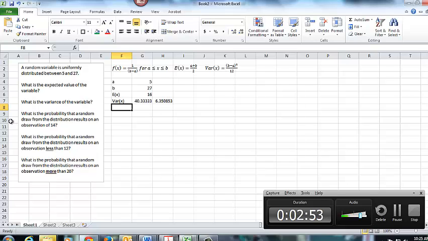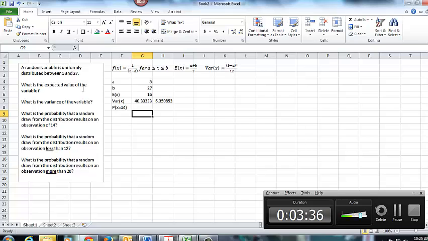So what is the probability that a random draw from the distribution will result in an observation of 14? So it's asking us specifically, what is the probability that x equals 14? Okay. Another way of saying this here is to apply this formula, f of x, where f of x is equal to the probability of a given x. So we have f of x is equal to 1 over b minus a for all x's between a and b. For anything else, it's going to be 0. So with the uniform probability distribution, you will have an equal probability between the interval of a and b. Outside of that, there is no possibility of it existing.